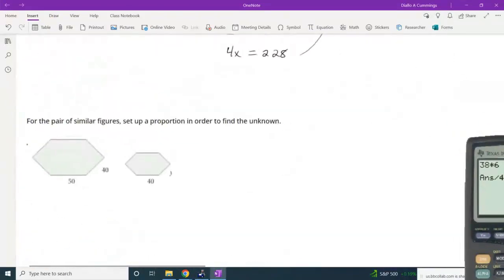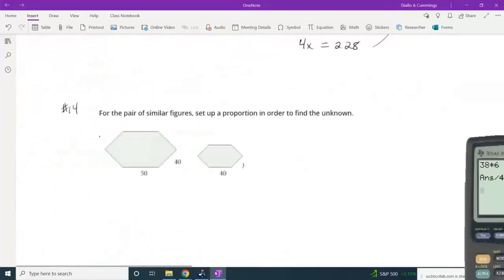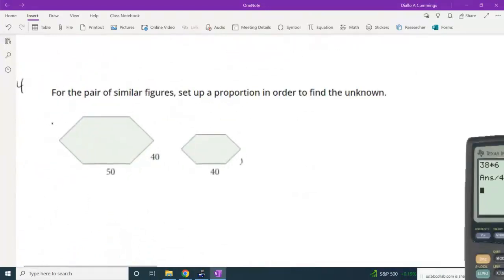All right, let's take a look at one more. This would be similar to your number 14. And it says, for the pair of similar figures, set up a proportion to find the unknown. Okay, so I'm going to use corresponding sides of congruent triangles. So here again, there are many ways to set this up. I'm just going from one figure to another, to the corresponding sides of the other figure.